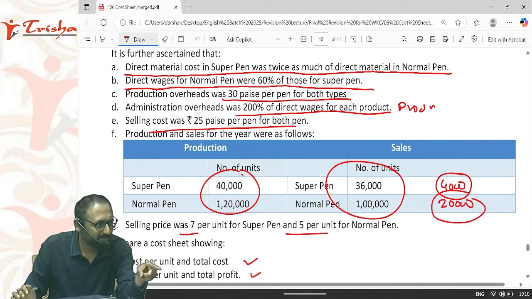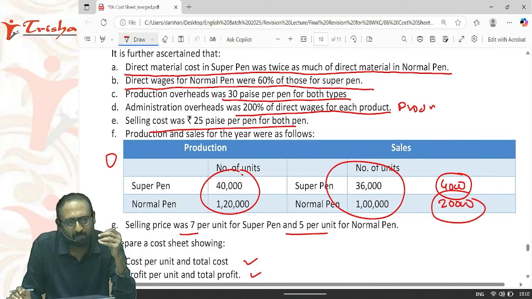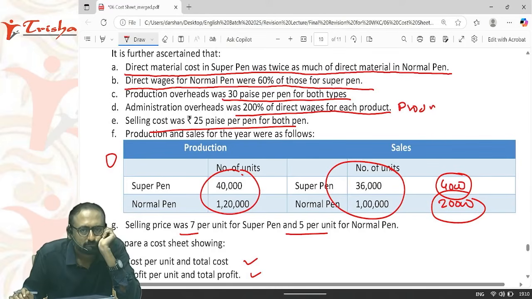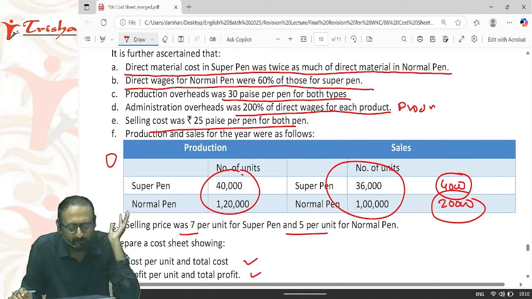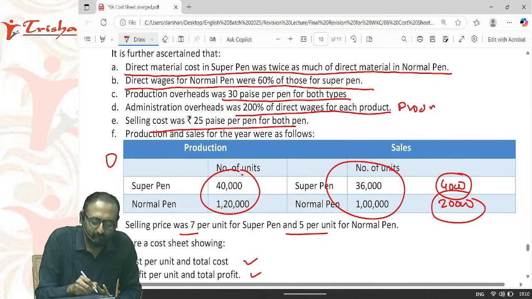Everyone read adjustment number A. Adjustment number A and adjustment number B will decide whether you will score out of marks or directly get 0 marks. What is the direct material information given here?